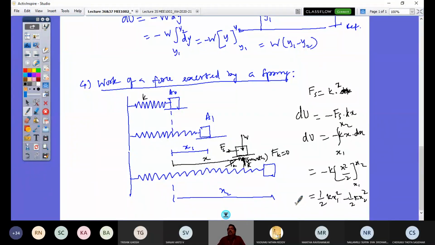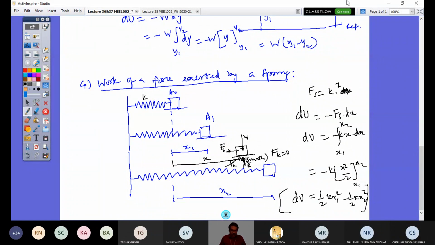So if x1 is smaller than x2, obviously this is negative. If x1 is greater than x2, that means work done by the spring is positive, so the position is moving from here to here, so the displacement and the force are in the same direction. Whereas if it is from 1 to 2, then the spring force acts against the displacement, so that would become negative. So in general, you'll write the work done by a force exerted by a spring as half k x1 squared minus half k x2 squared.